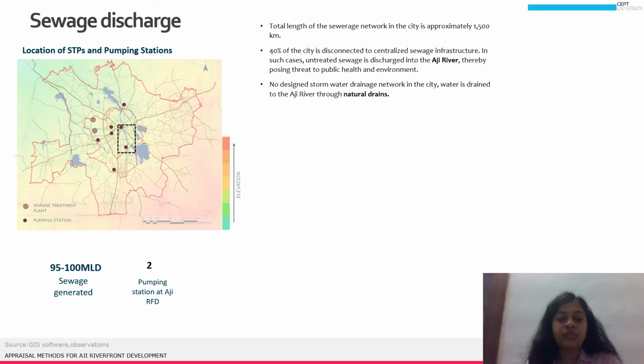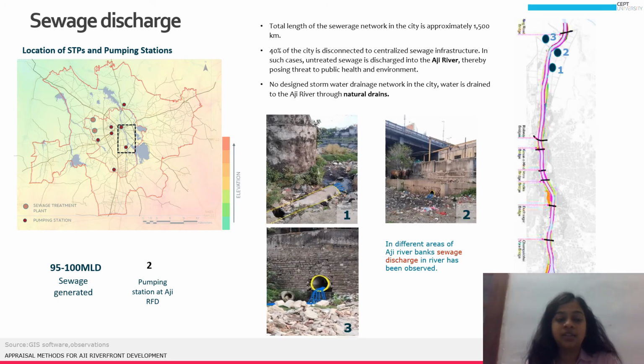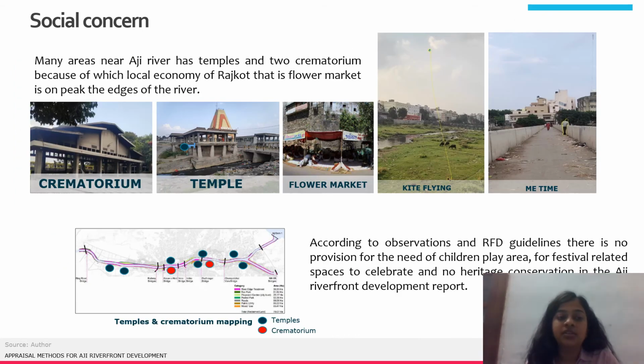These are the locations of STP and pumping stations, and these are the observations made on the RJ River. Social concern. There are many temples and 2 crematoriums near RJ River, which will increase the social value. But in the report, they haven't taken into consideration the festival and heritage conservation perspective.